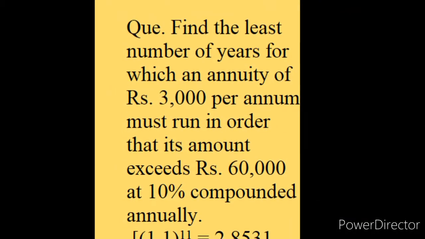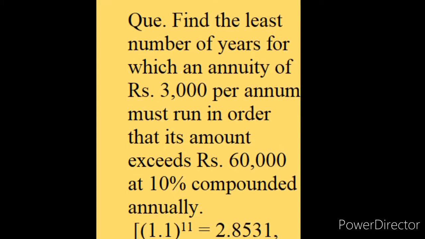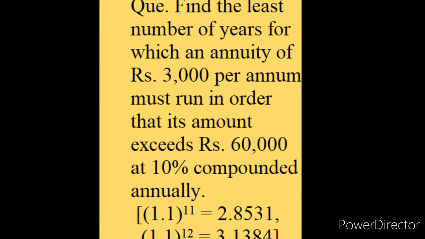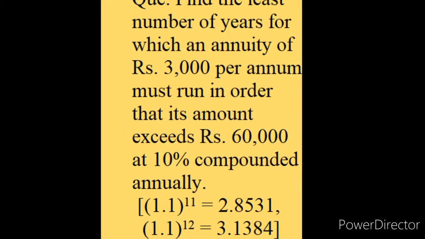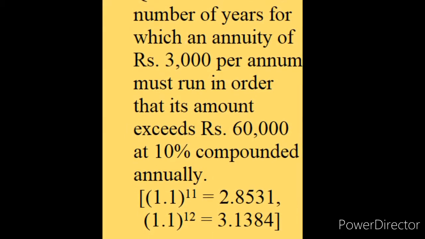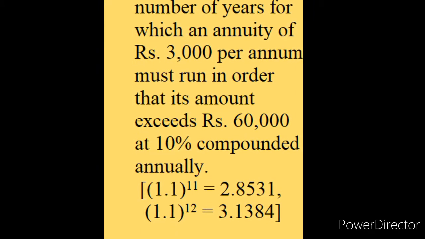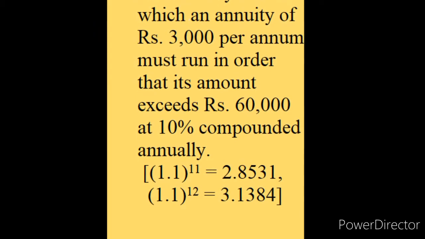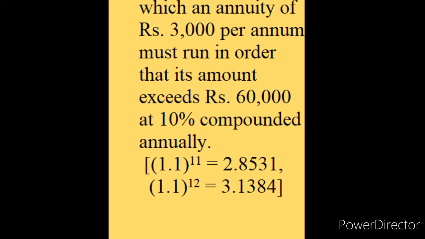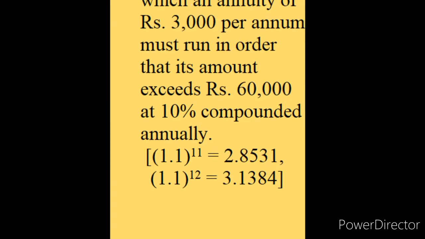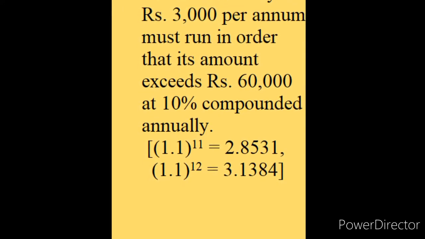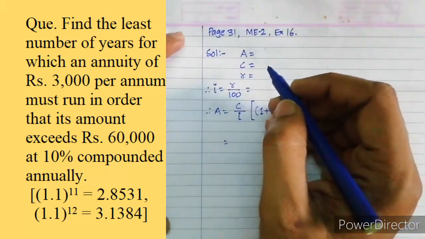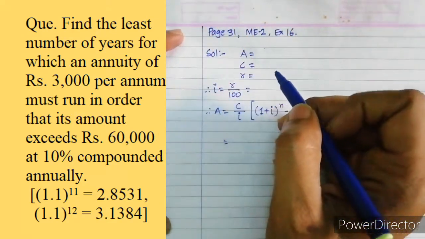Okay, second example, which is example number 16 from the miscellaneous exercise 2. Find the least number of years for which an annuity of rupees 3,000 per annum must run in order that its amount exceeds rupees 60,000 at 10% per annum compounded annually. Given that 1.1 raised to 11 is 2.8531, 1.1 raised to 12 is 3.1384.